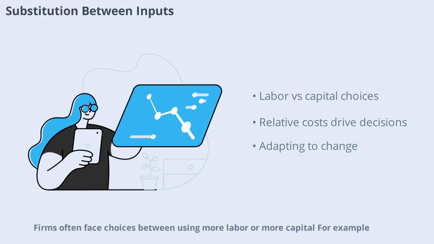Firms often face choices between using more labor or more capital. For example, a factory might hire additional workers or invest in automation. The decision depends on the relative costs and productivity of each input. If labor becomes more expensive, firms may substitute capital for labor and vice versa. This flexibility allows businesses to adapt to changing market conditions and technological advances.